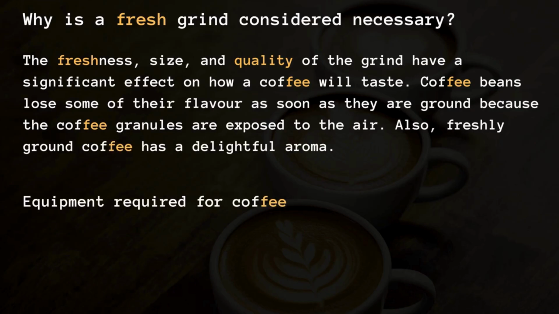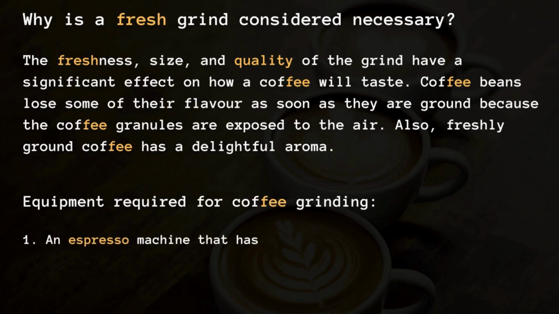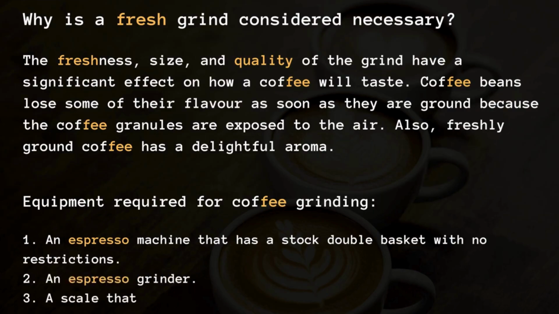Equipment required for coffee grinding. 1. An espresso machine that has a stock double basket with no restrictions. 2. An espresso grinder. 3. A scale that reads 0.1 grams.